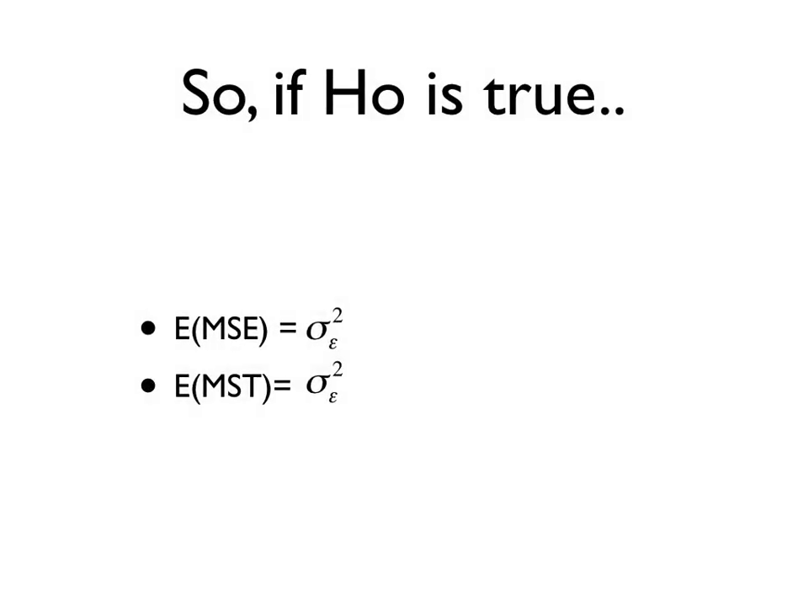We have these two things, mean square error and mean squared treatment. They're expected values, and we figured this out already: they're both sigma squared sub epsilon. That's what this all came from. The expected value of mean squared error is sigma squared sub epsilon. The expected value of mean squared treatment is sigma squared sub epsilon if H0 is true. If H0 is true.